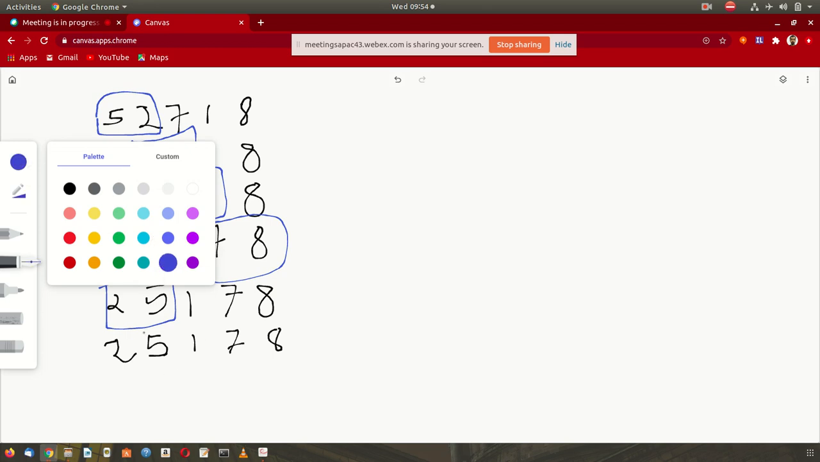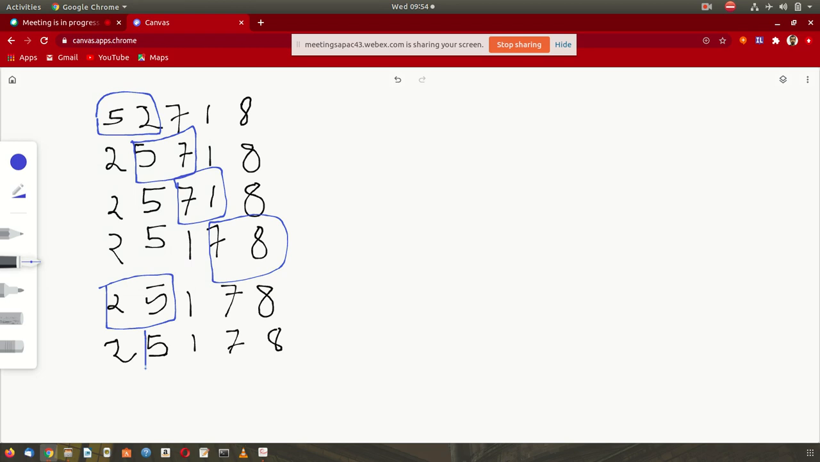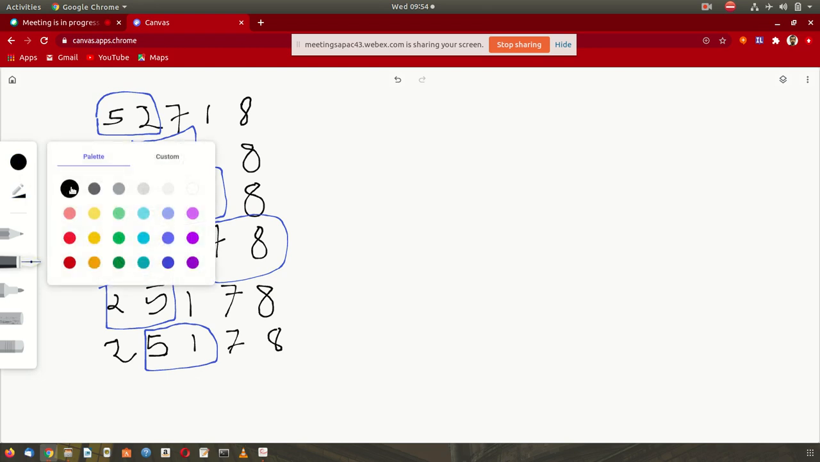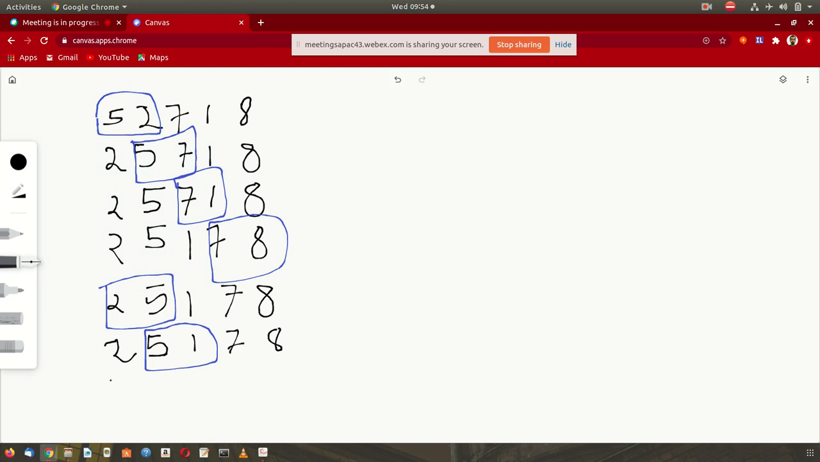Then after this, again compare the next two numbers. Shift the blue box, move it to the right hand side slowly. So this we write as it is. Now out of 5 and 1, 1 is the smaller number, 1 comes to this side, 5 is the bigger number, 5 comes to this side. 7 and 8 write as it is.